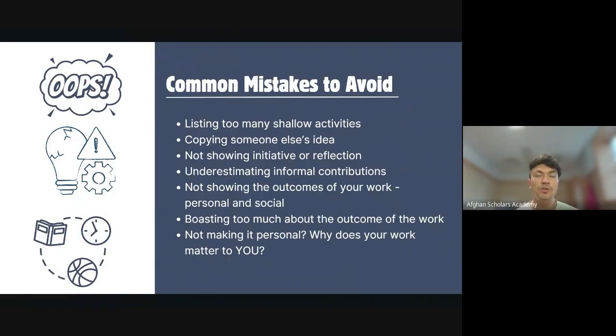And yeah, so not showing initiative or reflection. If you do not think about what you have done and how you grew out of that, that's not impactful. That's not going to help you. But think about it, reflect on it, like how you grow, how you contribute to other people's lives, and how you really think about that. So be more reflective on that.